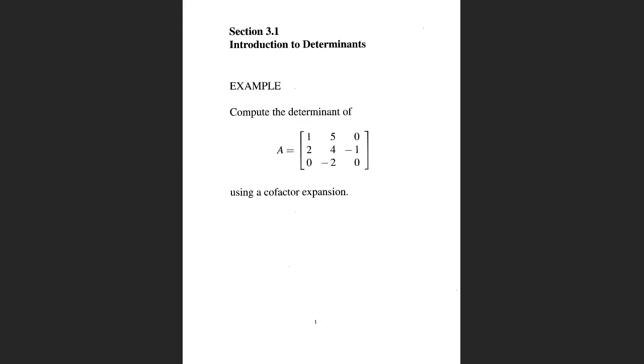We're going to compute a determinant of a 3 by 3 matrix using what's called a cofactor expansion. And I'll show you how to do this in the solution, and introduce a little bit of notation to you that you'll see in the book. So let me give you a moment to copy this example down.